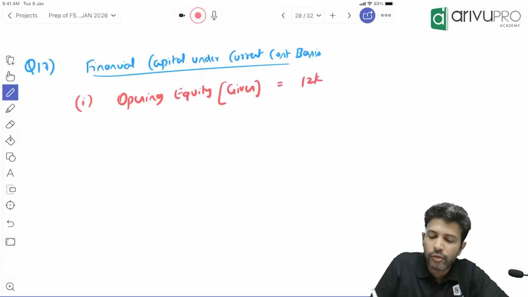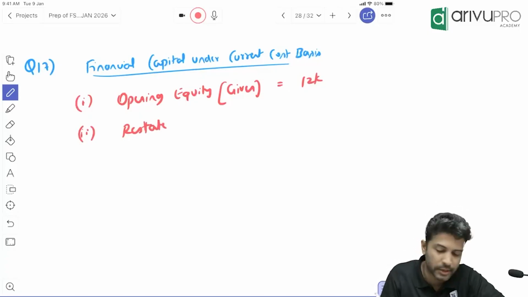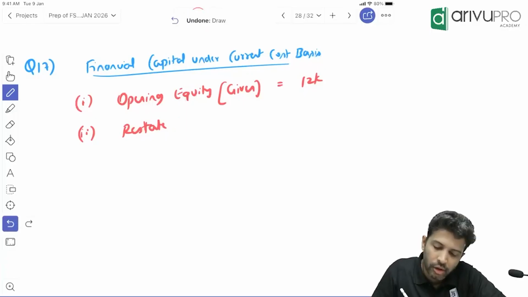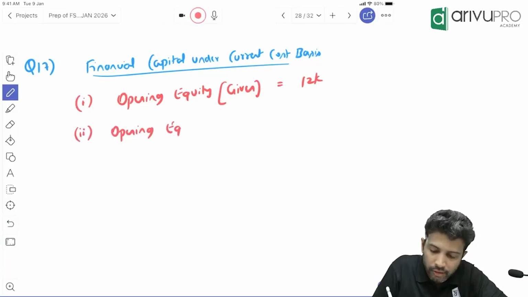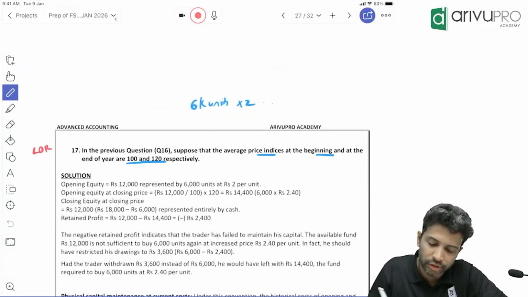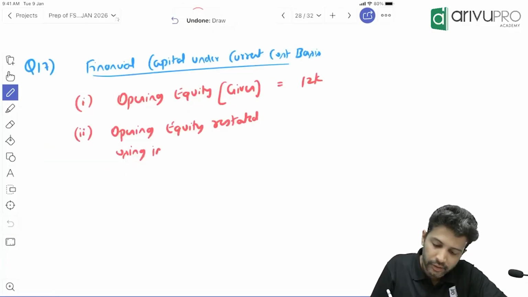12,000. First, what you'll have to do is restate the opening equity here. I'll tell you why in a bit. First, we will follow the steps. Opening equity restated. I'll write it like that. Opening equity restated using what did we use here? We are using the index, no? Using the index, we will write.